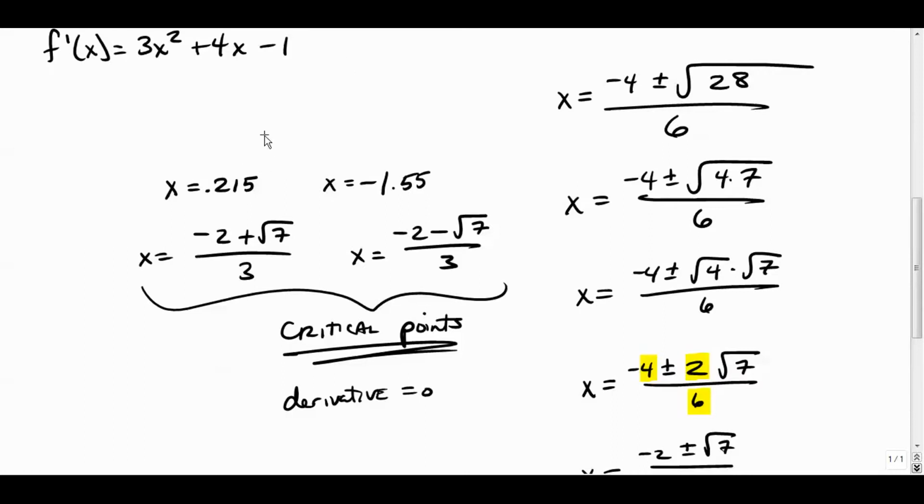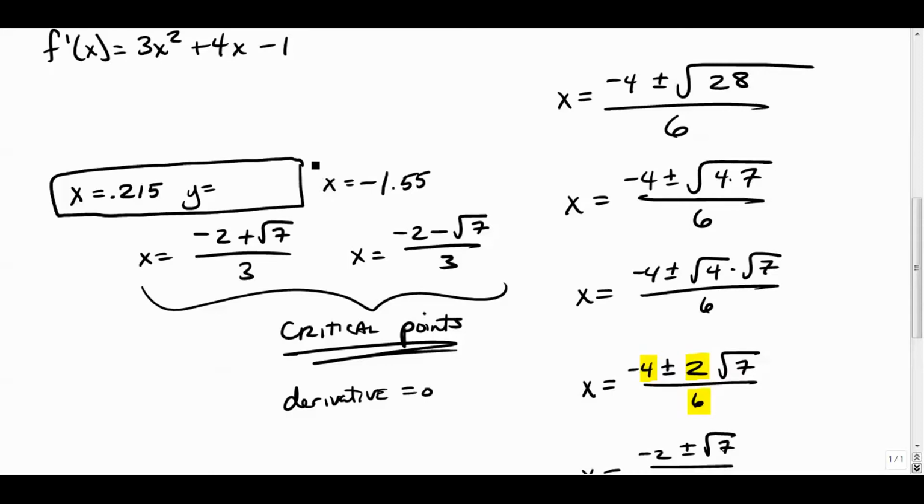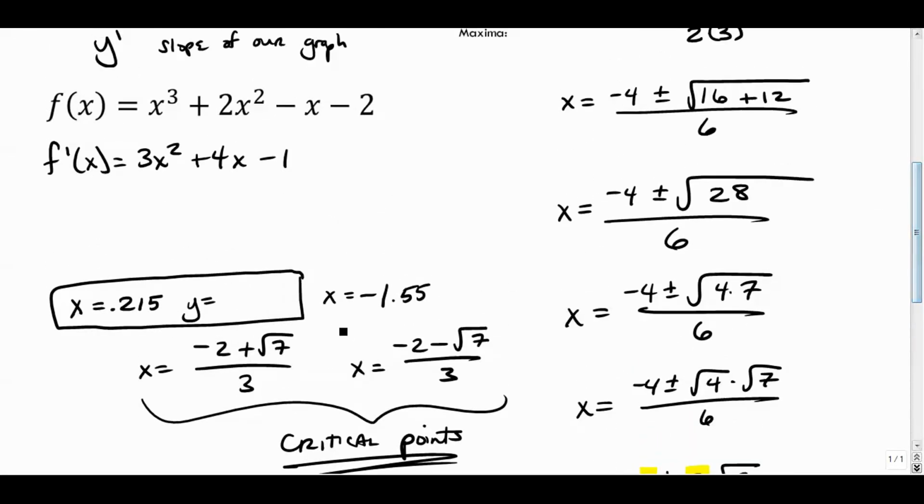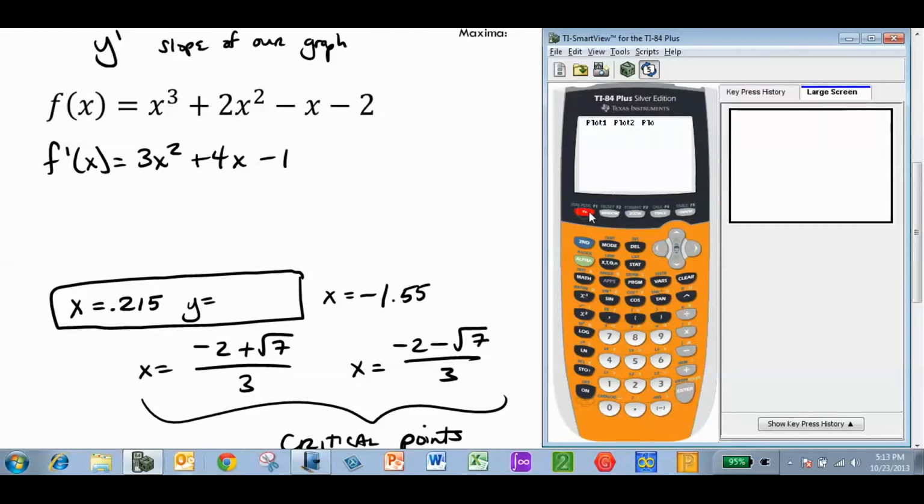They each have a y value that goes along with them. When x is 0.215, let's figure out what y is. And to do that, I'm just going to use my calculator again. I don't feel like typing this whole crazy thing into my original function by hand, so I'm going to use the calculator not to graph, but just to figure out a value. So I go to my y equals and I enter in my original function. It's got to be my original function.